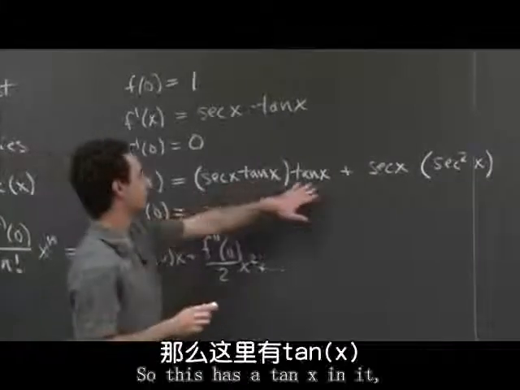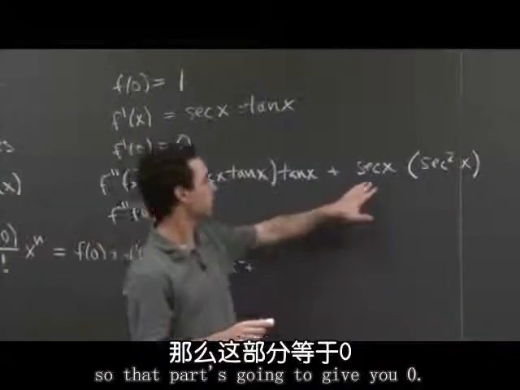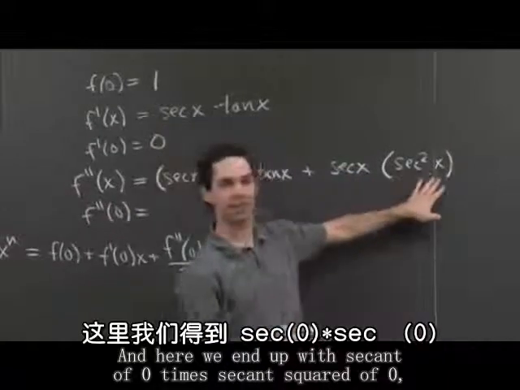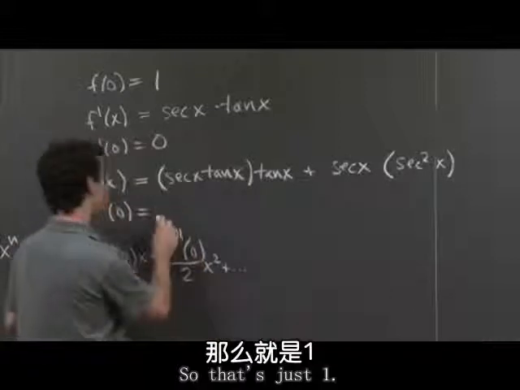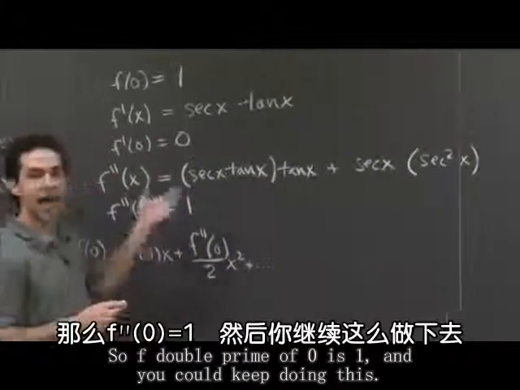And now when you put in 0 here, you get f double prime of 0. Well, OK, so this has a tan x in it, so that part's going to give you 0. And here we end up with secant of 0 times secant squared of 0. So that's 1 times 1 times 1. So that's just 1. So f double prime of 0 is 1. And you could keep doing this.